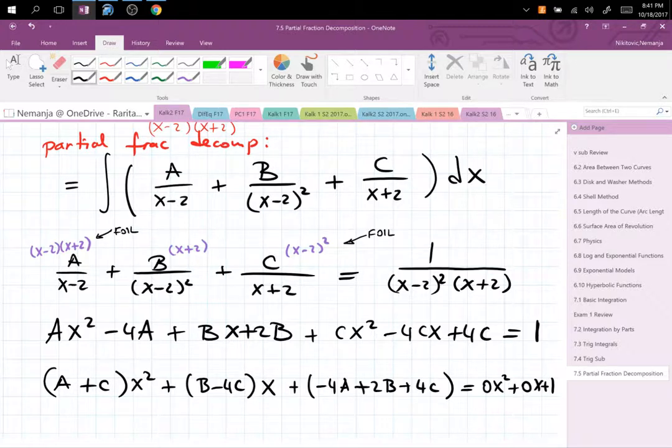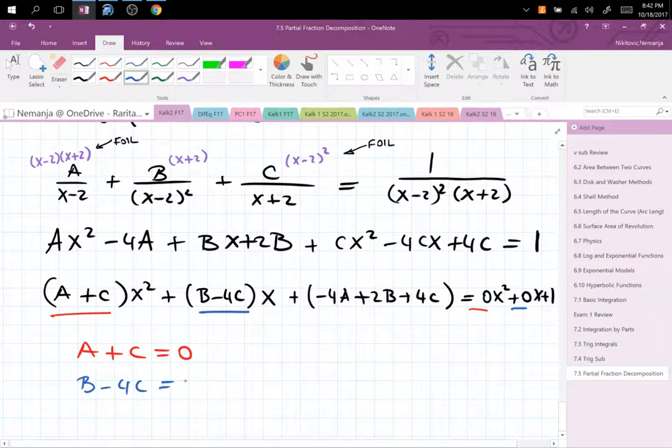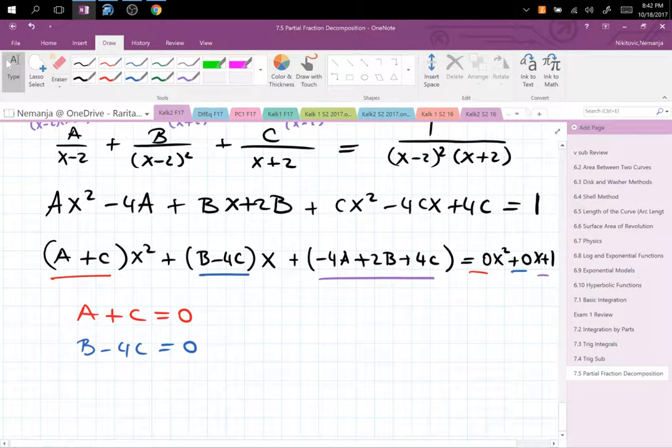Equal to 1. Well, 0x squared, so I can equal this to 0. 0x, so I can equal that to 0. And this is equal to 1. So I am getting now 3 equations from this mess. I'm going to compare this one with the 0. So I have a plus c equals 0. Going to compare this one with 0, which means b minus 4c equals 0. And finally the purple, which is negative 4a plus 2b plus 4c equals 1.